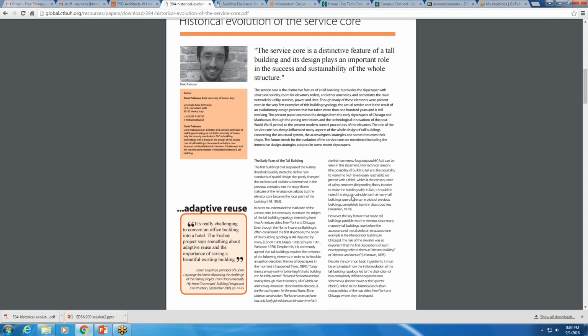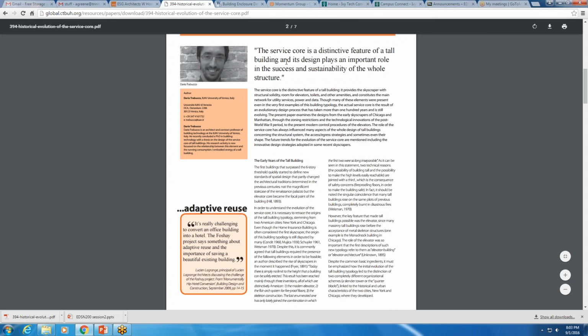So he talks about the Service Core, and I will briefly read pieces of this because I think it's that important. So the Service Core is a distinctive feature of a tall building, and its design plays an important role in the success of the sustainability of the whole structure. It provides the skyscraper with structural solidity, room for elevators, toilets, and other amenities, and constitutes the main network of utility services, power, and data. Though many of these elements were present even in the very first example of this building typology, the actual Service Core is the result of an evolutionary design process that has taken more than 100 years and is still evolving.